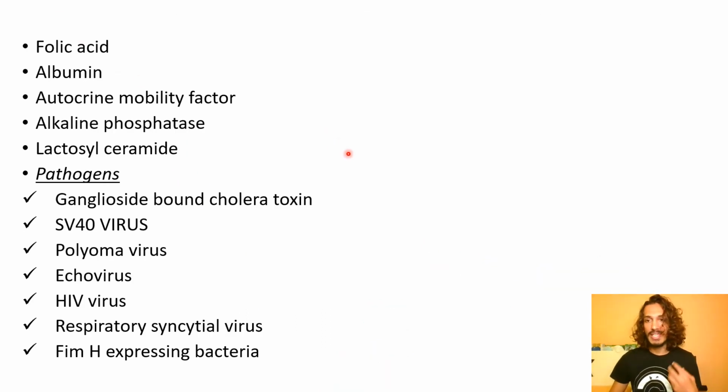Now, what actually activates this are ligands such as these. Folic acid and albumin, a lot of studies have been done, and we come to the understanding that the endocytic pathway in this is through caveolin. Apart from that, autocrine mobility factor, alkaline phosphatase, lactose, ceramide also have caveolar pathways associated. Pathogens such as these examples are also known to play a role. A lot of studies have been done, especially on the SV40 virus. A lot of what we know about caveolar activity is through studies done with this virus.